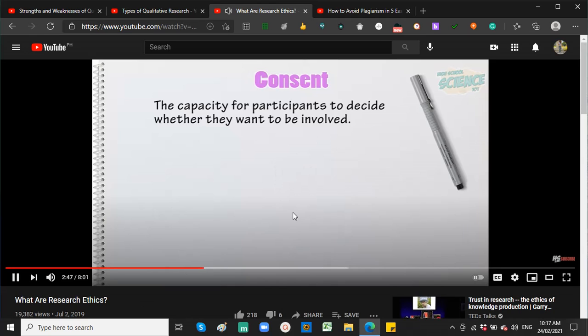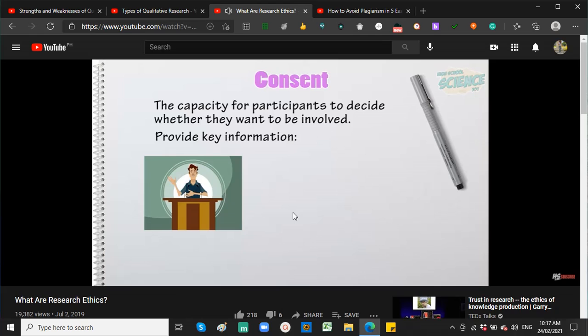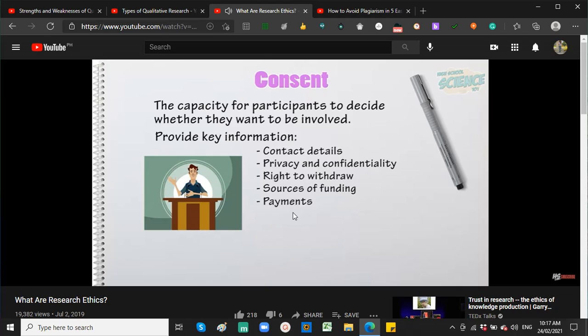This includes potential participants understanding what your research is about and what's required of them. There's a lot of key information that you need to give to potential participants. This includes the contact details of yourself and where complaints should be directed to, how their privacy and confidentiality will be protected, their right to withdraw at any stage, what the sources of funding are for your research, whether there's any payments to be made to participants, how your data will be managed and used, the likelihood of your research being published, and what you think the foreseeable benefits are of your research.